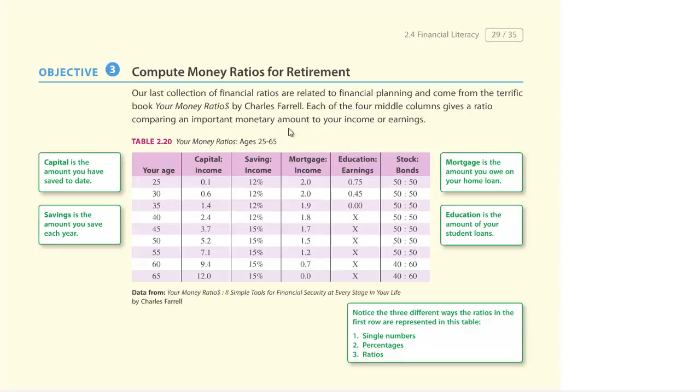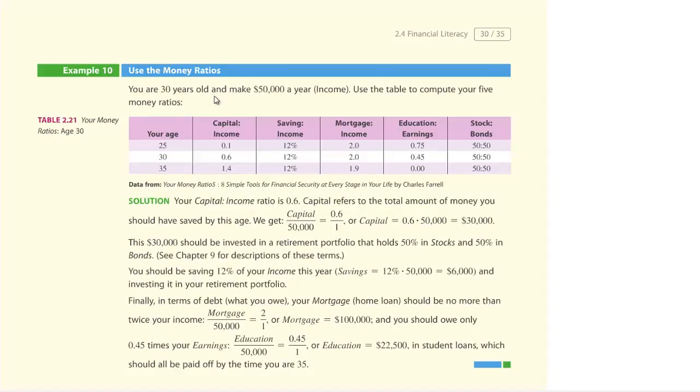The last thing we'll talk about is money ratios for retirement. Here's a fancy little table that tells you how much money you should be saving each year and how much money you should have in retirement funds, depending on how old you are. An example: if you're 30 years old, we're looking at this row here, our capital income should be 0.6. Let's say you're making $50,000 a year. If you set up this ratio, you get $30,000. So at this point, you should have saved $30,000. If your yearly income is 50 and you're at age 30, you should have $30,000 in a retirement fund somewhere, and that retirement fund should be 50-50 stocks and bonds.